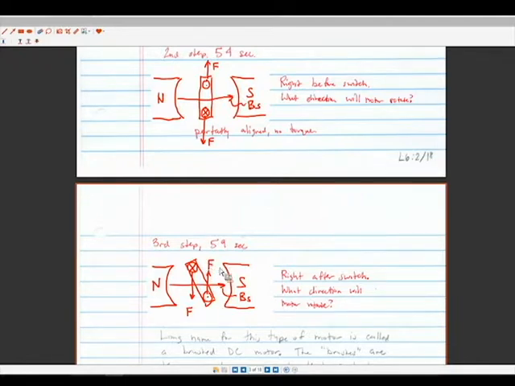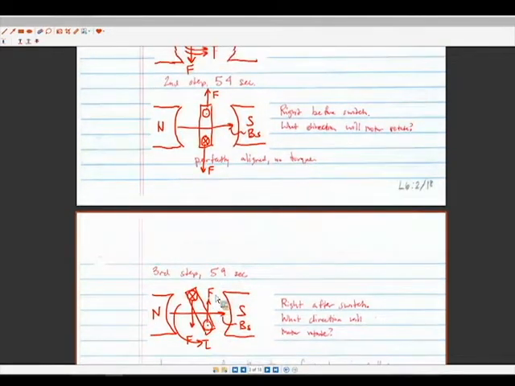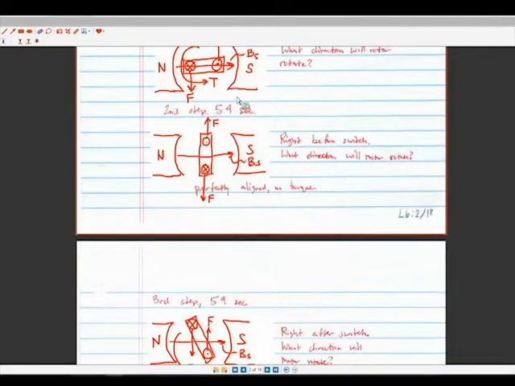So then our torque is in the same direction. Let me label these consistently here. Torque. And then here's a case of torque equal to 0 in this scenario.